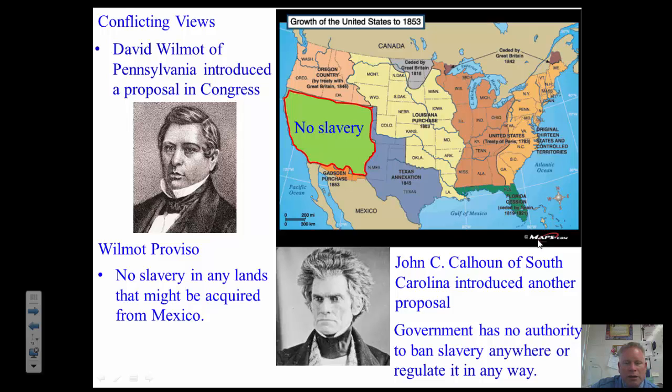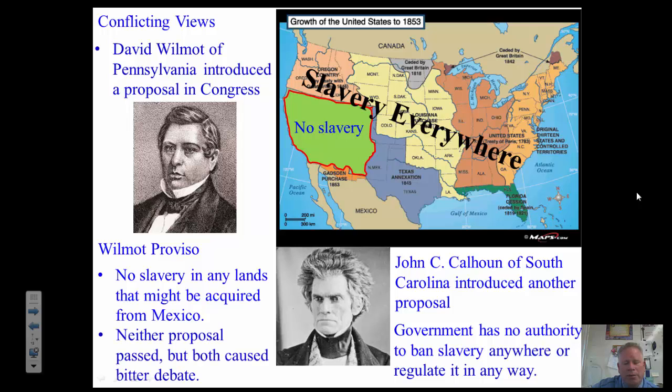And they added to that, they could use the Fifth Amendment against the Southerners by saying you can't take someone's life, liberty, or property without due process of law, and they could apply that to their liberty. So the Northerners have an argument as well. So I guess what decides this argument is, can people be property or not? So there was a lot of arguing in Congress about this, but neither proposal passed, but both caused a lot of problems.